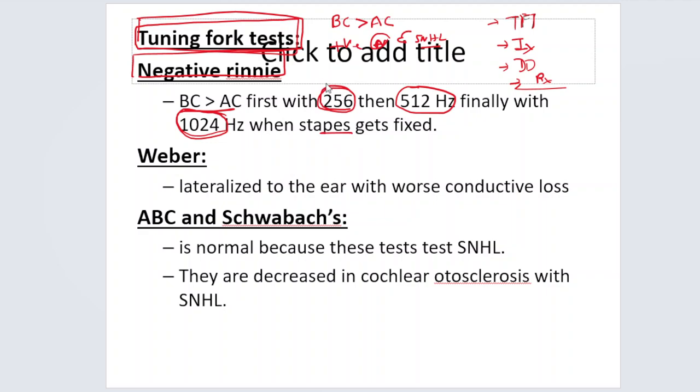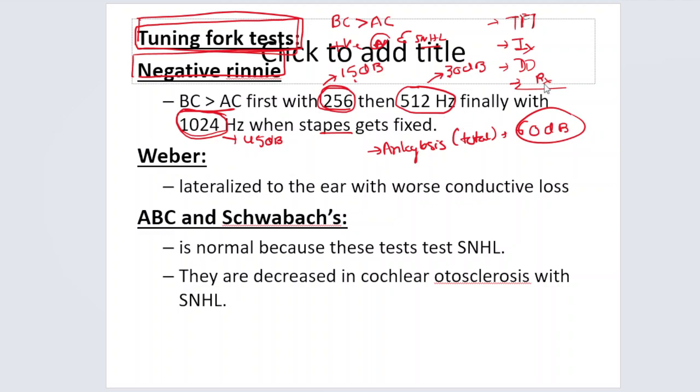So what does it mean that the 256 tuning fork has become negative? It means that there is a minimum hearing loss of 15 decibels. If 512 Hz has become negative, it means that there is a minimum of 30 decibels of hearing loss. 1024 means there is 45 decibels of hearing loss. One important point that you need to remember is that when there is ankylosis or total fixation of the stapes footplate to the oval window, you have 60 decibels of hearing loss. So it is 15, 30, 45, 60. All of them are changing in 15 decibel steps.